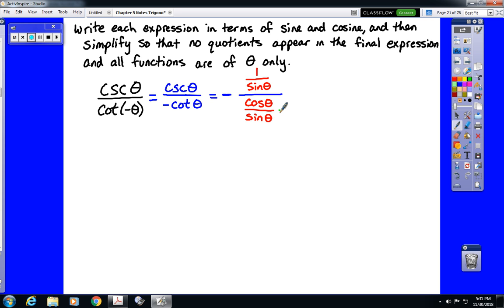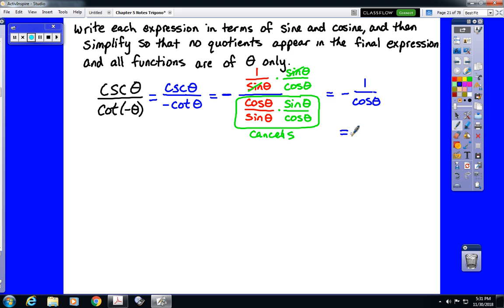and then rationalize, or get rid of the complex fraction. Rationalize is not the right word. By multiplying the bottom and the top by sine over cosine. Again, the entire point being to cancel the bottom. We can also cancel the sine on top, which would turn this into negative 1 over cosine theta, and our reciprocal identities should tell us that that is equal to negative secant.